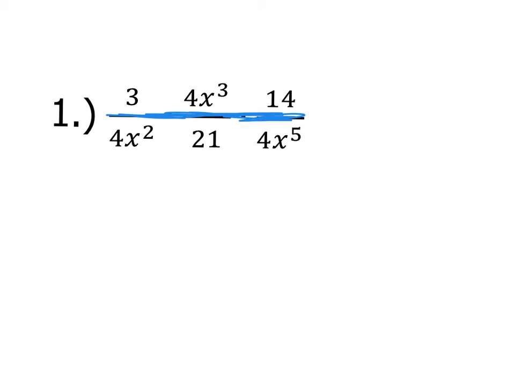Now that they're all on the same line, I can cancel and reduce as I please. For example, I have a 4 on the top that'll cancel with the 4 on the bottom. I have three x's on top that will cancel with three of my x's from the bottom, which makes that x squared.